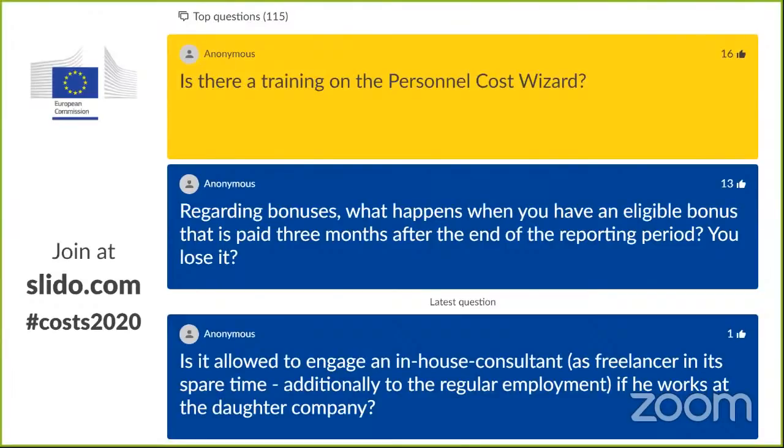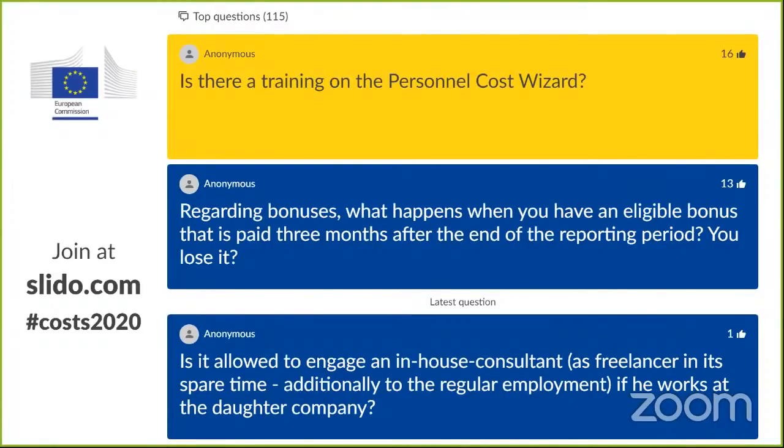And if I may, Peter, yes. If people are worried about getting blocked, we are also getting questions about the use of the wizard and replying to questions about the use of the wizard through the research inquiry service and the IT help desk. Okay, very good. Next question regarding bonuses.